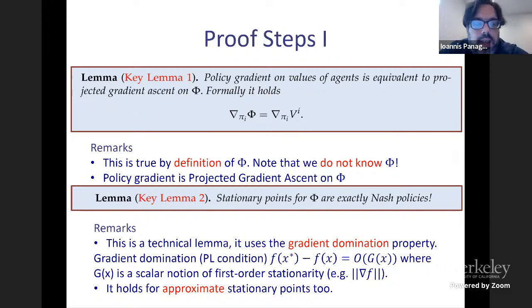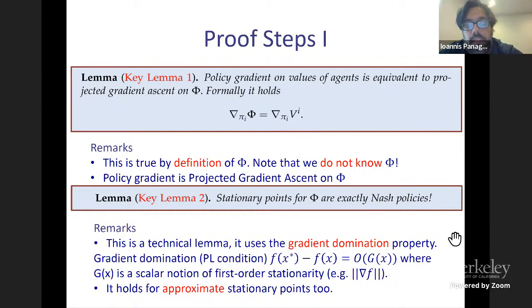The second key lemma that is also very important is that you need to connect the stationary points of phi, the first order stationary points of phi, with the Nash policies. Again, our goal is to converge to Nash policies. When you run first order methods, you are guaranteed to converge to first order stationarity. So somehow we need to relate the two. It turns out that the stationary points for phi are exactly Nash policies, okay?